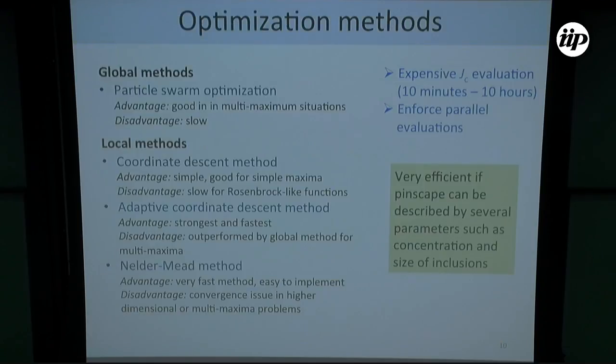So there are 4 of them, a global optimization method and 3 local methods. The first one, or the combination of the first and some of these, is very efficient if we are talking about some landscape which can be characterized by a few parameters, so up to 10, I would say.